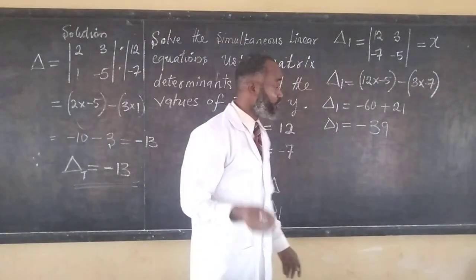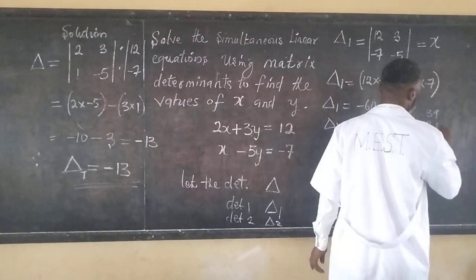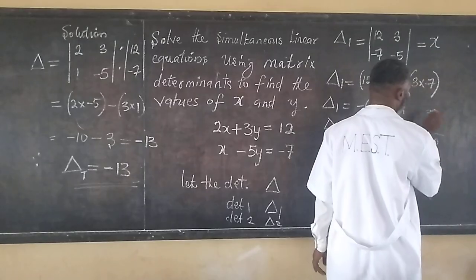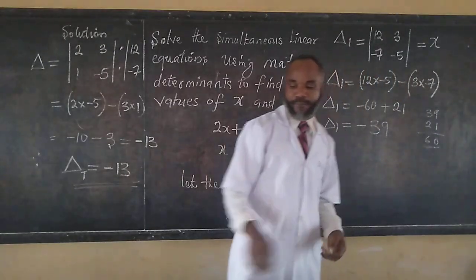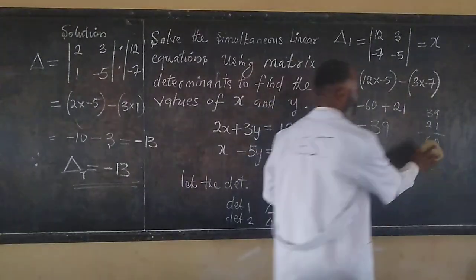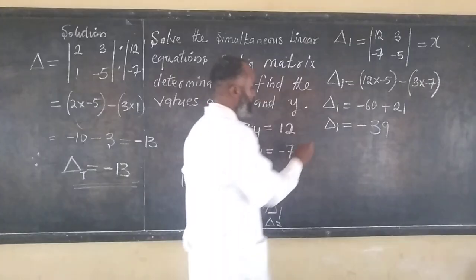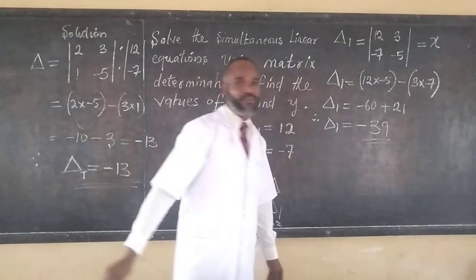Let's cross check if we are going to get that. 39 plus 21, will it give us 60? 9 plus 1 is 10, we write 0, carry 1, 3 plus 1 plus 2 is 6, so 60. It's correct. That's been confirmed. What this means is that determinant 1 is equal to minus 39. We keep it.